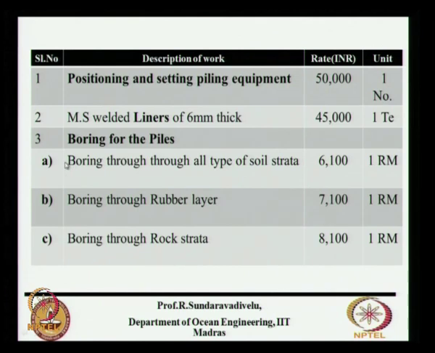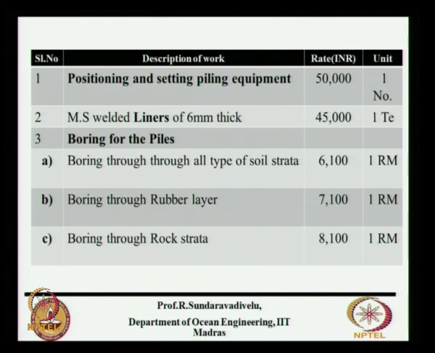Then we have to bore through the soil. So the soil strata differs from sand, clay, rock and all, but here we have given 6100 for all types of strata except rock and rubble. As a mistake here, it is a rubble layer. So there the cost is higher, that is 7100, and this is 8100. This is per running meter.